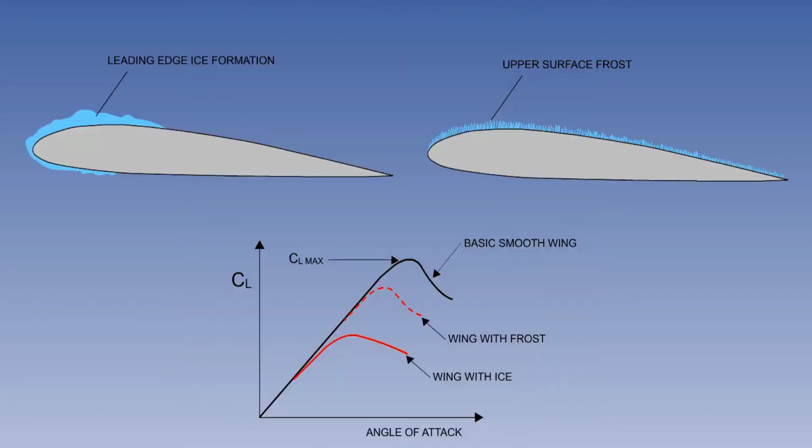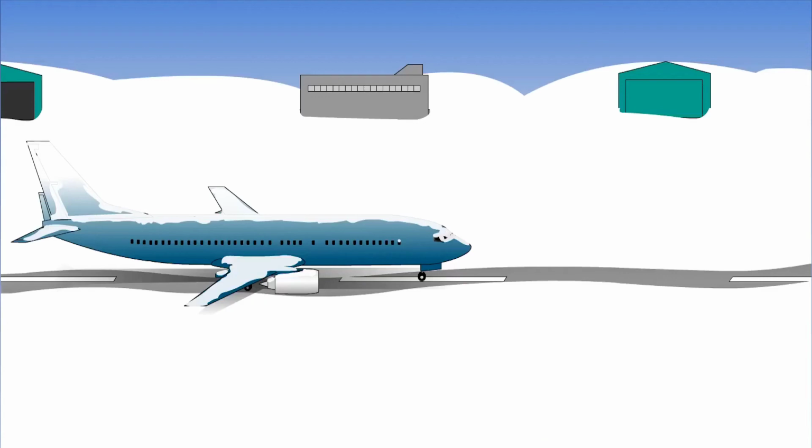Whilst the basic shape and aerodynamic contour of the wing are unchanged, the increase in skin friction reduces the kinetic energy of the boundary layer, and separation will occur at a smaller angle of attack and at lower CLs than a clean wing. The effect of snow can be similar to frost in that it will increase surface roughness. In addition, any deposit more than a light dusting can add significant weight and alter the aerodynamic profile.